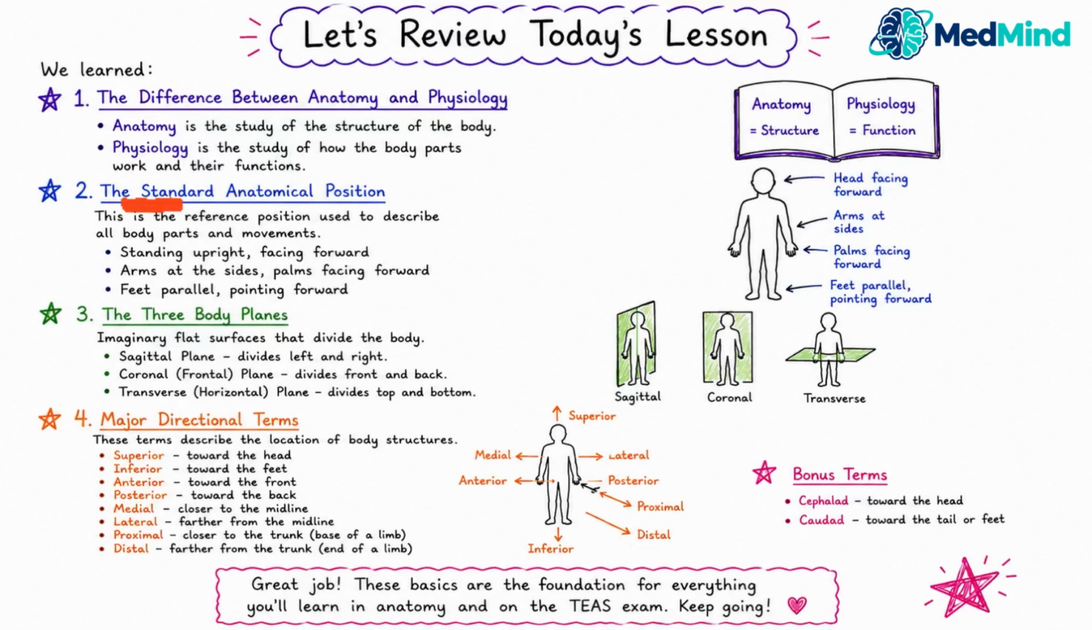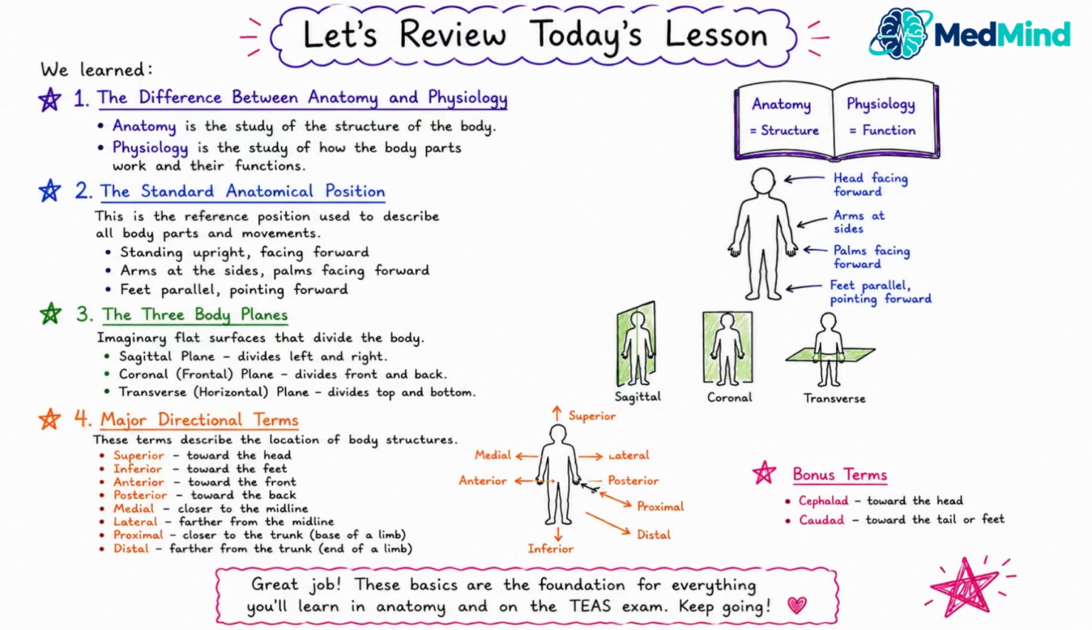Next, we learned about the standard anatomical position. This is the universal reference position used by healthcare professionals around the world. In this position, the person stands upright, faces forward, keeps the arms at the sides with the palms facing forward, and the feet parallel and pointing straight ahead. Using one standard position helps doctors, nurses, and other healthcare professionals communicate clearly and accurately.